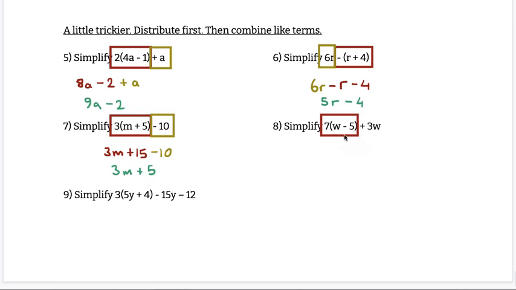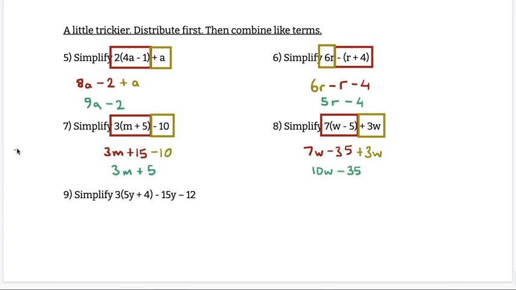Once again, let's look at this in two separate sections. Distribute first, then work on the rest. So 7 times w is 7w. 7 times negative 5 is negative 35. And then we're going to add our 3w to our 7w. So 7w plus 3w is 10w minus 35.